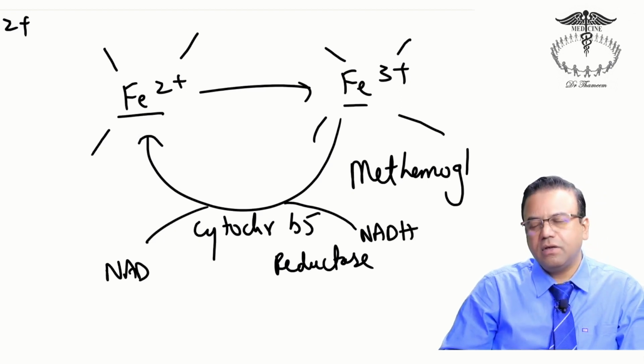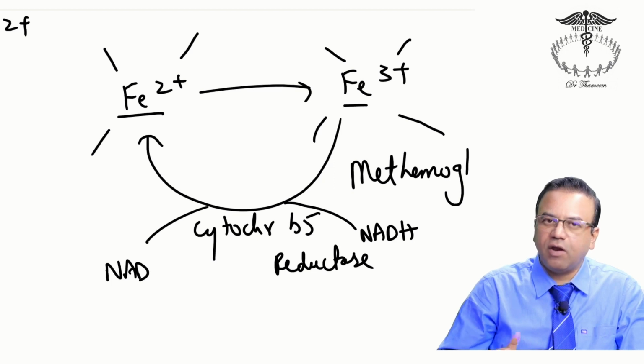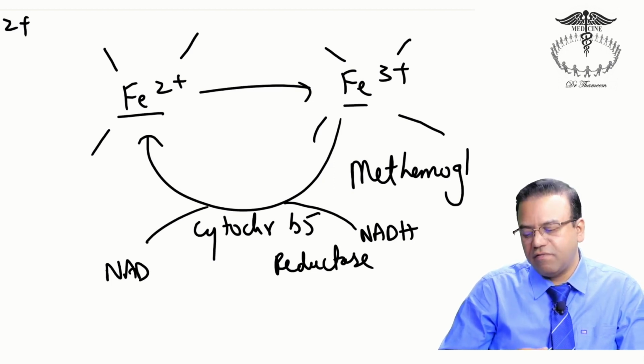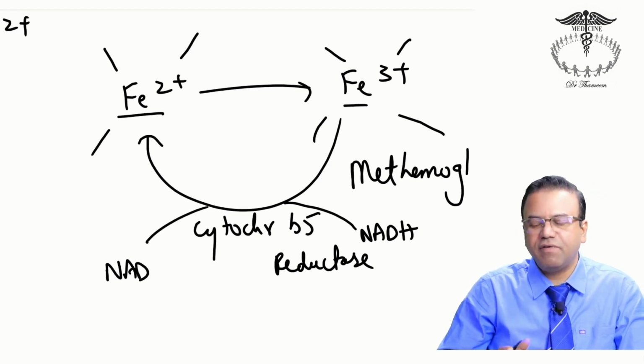So this is the enzyme that is there, the cytochrome B5 reductase. If there is a defect in this, or some drug is blocking its action, then the ferric cannot be converted to ferrous. And if the ferric cannot be converted to ferrous, then obviously that hemoglobin is called the methemoglobin. Now what we need to do in the treatment is obviously get the ferric back to ferrous.